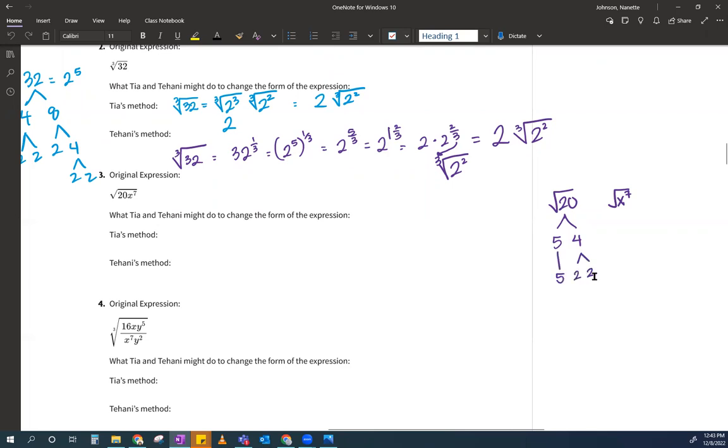Okay. So again, I'm looking for pairs of shoes. Does anybody see any pairs of shoes here? Yeah, someone says, oh, I see 2 2s, Miss Johnson. So the 2 goes on the outside, right? And then what happens with this 5?